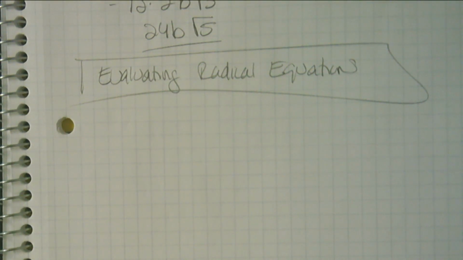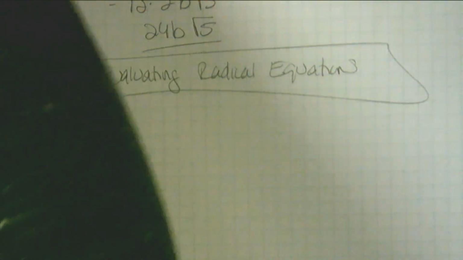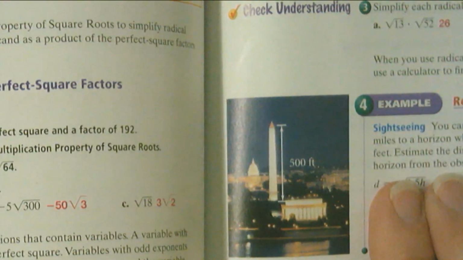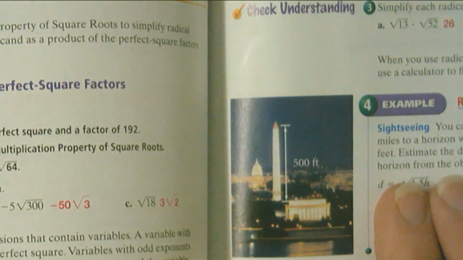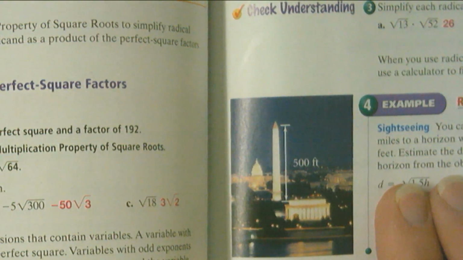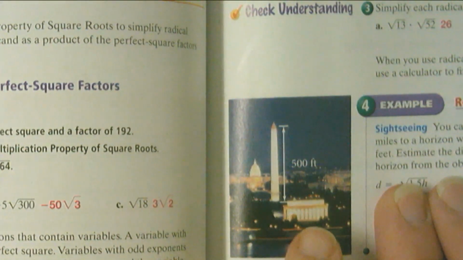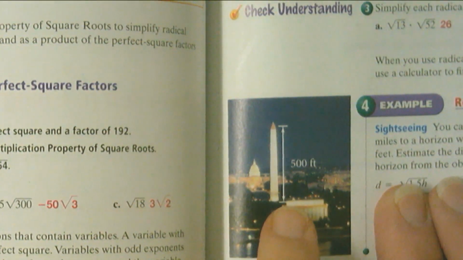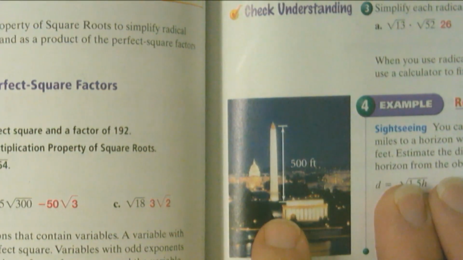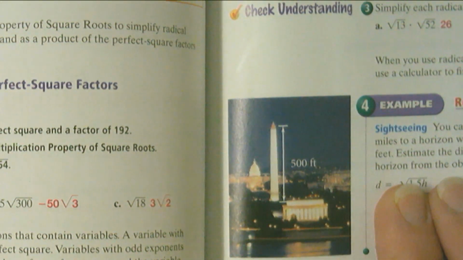So you guys are in Washington, D.C. This is a picture of the Washington Monument. I'm going to read this to you. It says the formula can be used to estimate the distance to the horizon from the height of the viewer's eyes. You might be standing on the top of some building. It's the height of the viewer's eyes above the ground. You can estimate how far you are away from this.